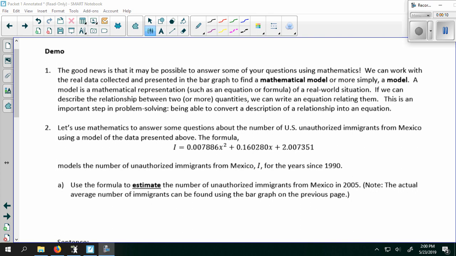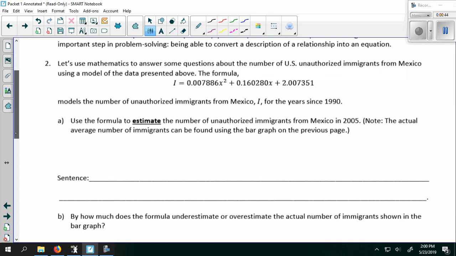So there's some good news: it may be possible to answer a lot of questions that you weren't aware you would be able to using mathematics. We can work with the real data collected and presented in the bar graph to find a mathematical model, or sometimes we just call it a model. A model is a mathematical representation, like an equation or a formula, of a real-world situation. And if we can describe the relationship between two or more quantities, we can also write an equation relating them. So this is an important step in problem solving, being able to convert a description into an equation.